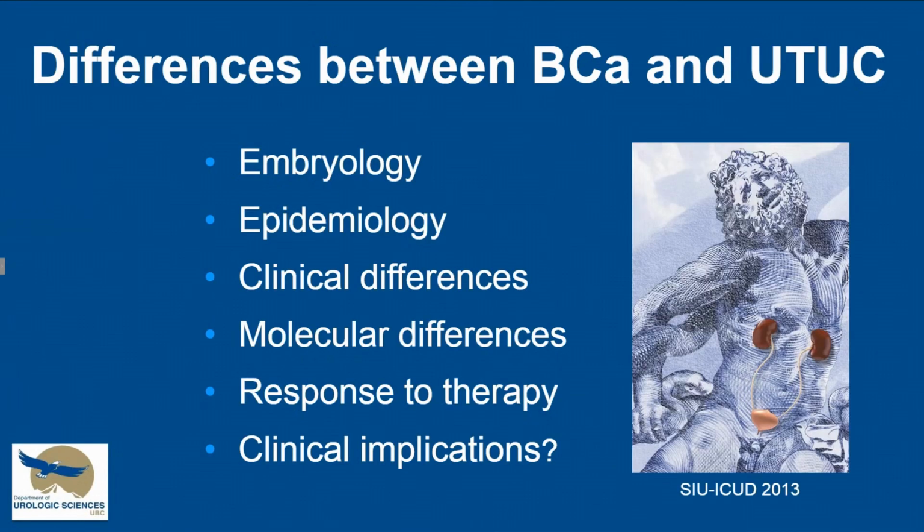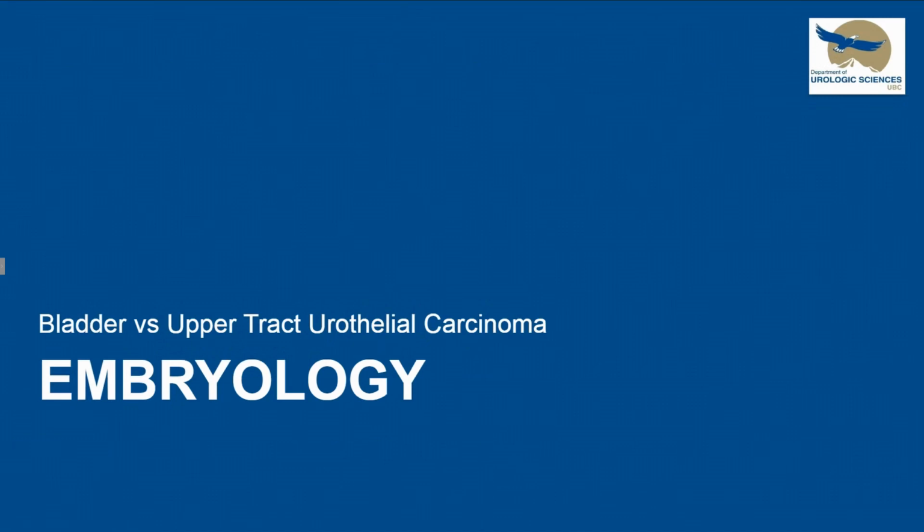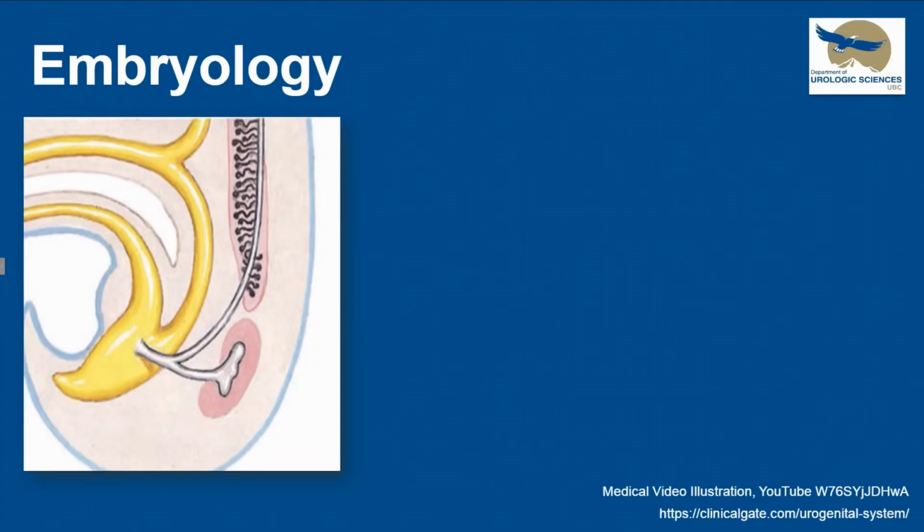So the things I'd like to highlight in looking at differences between bladder and upper tract urothelial carcinoma are embryology, epidemiology, clinical differences. I'm going to focus especially on molecular differences, then look at any differences we can see in response to therapy in some of the more recent trials that have been done, and finally, how this impacts clinical treatment.